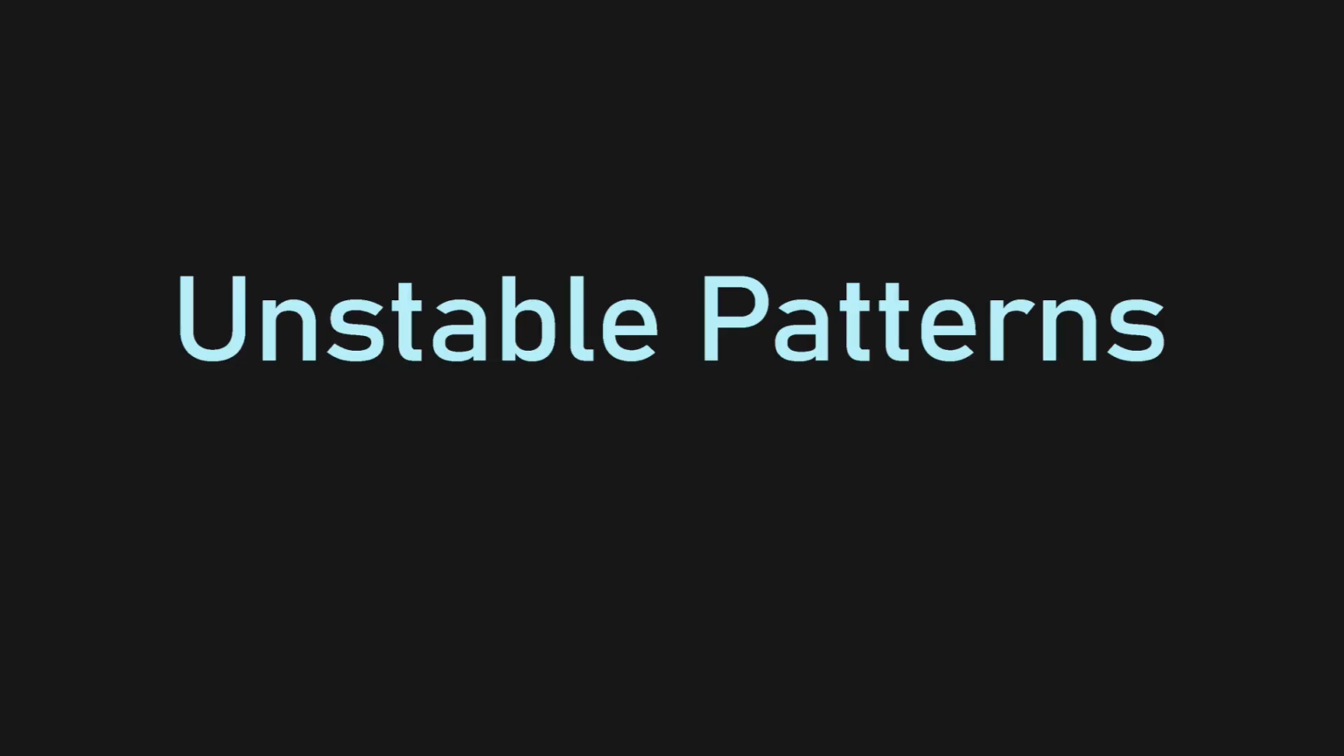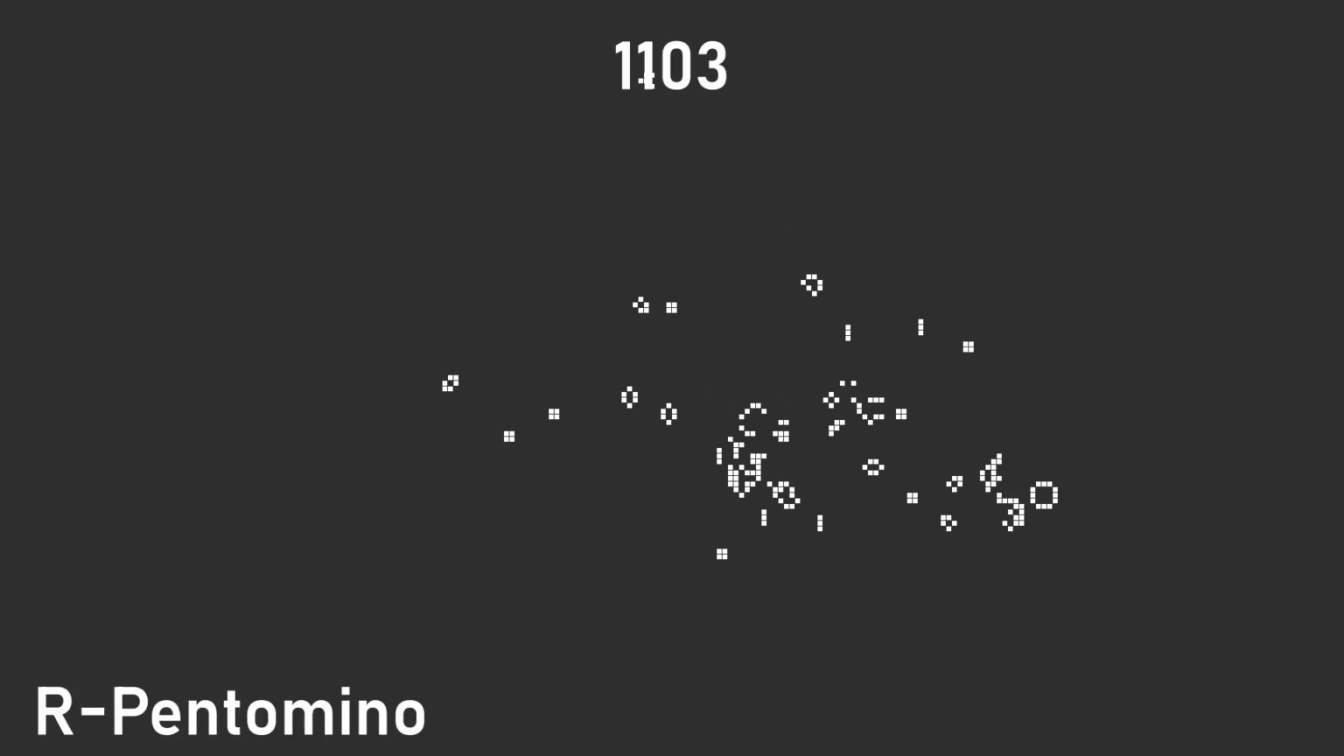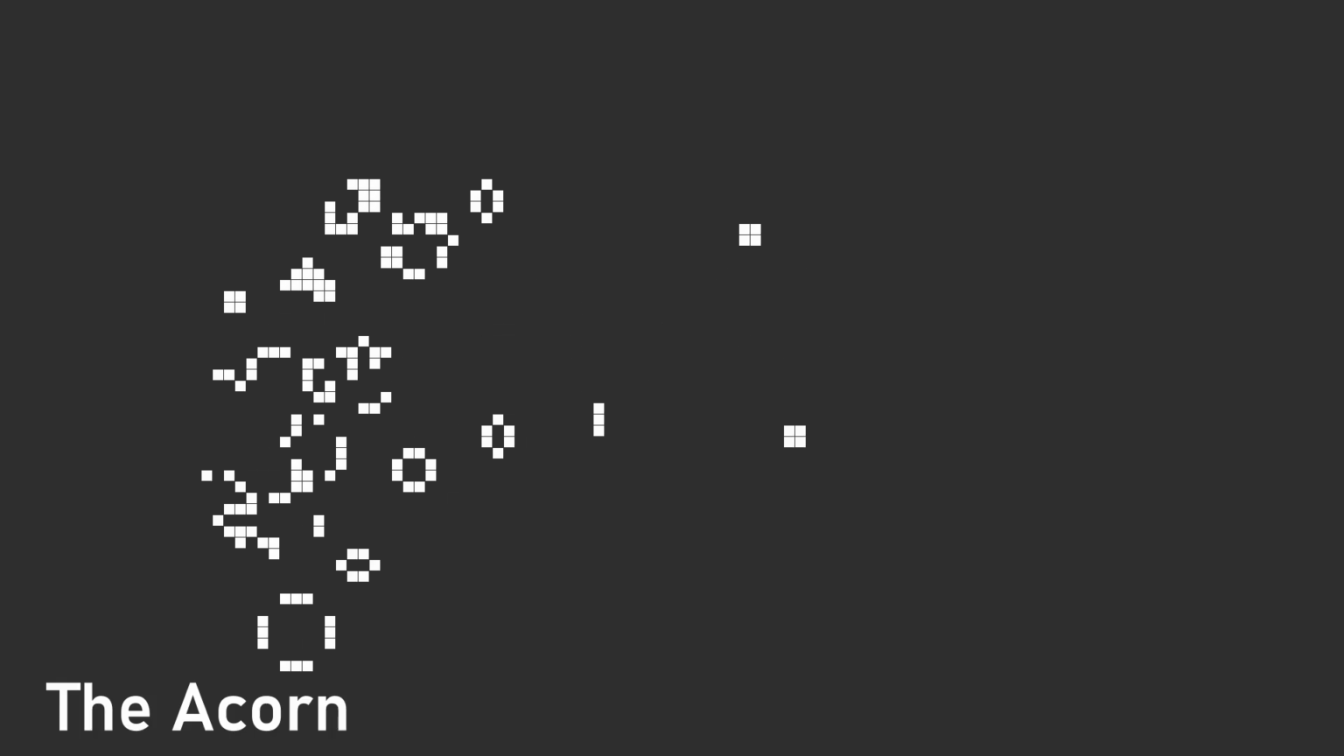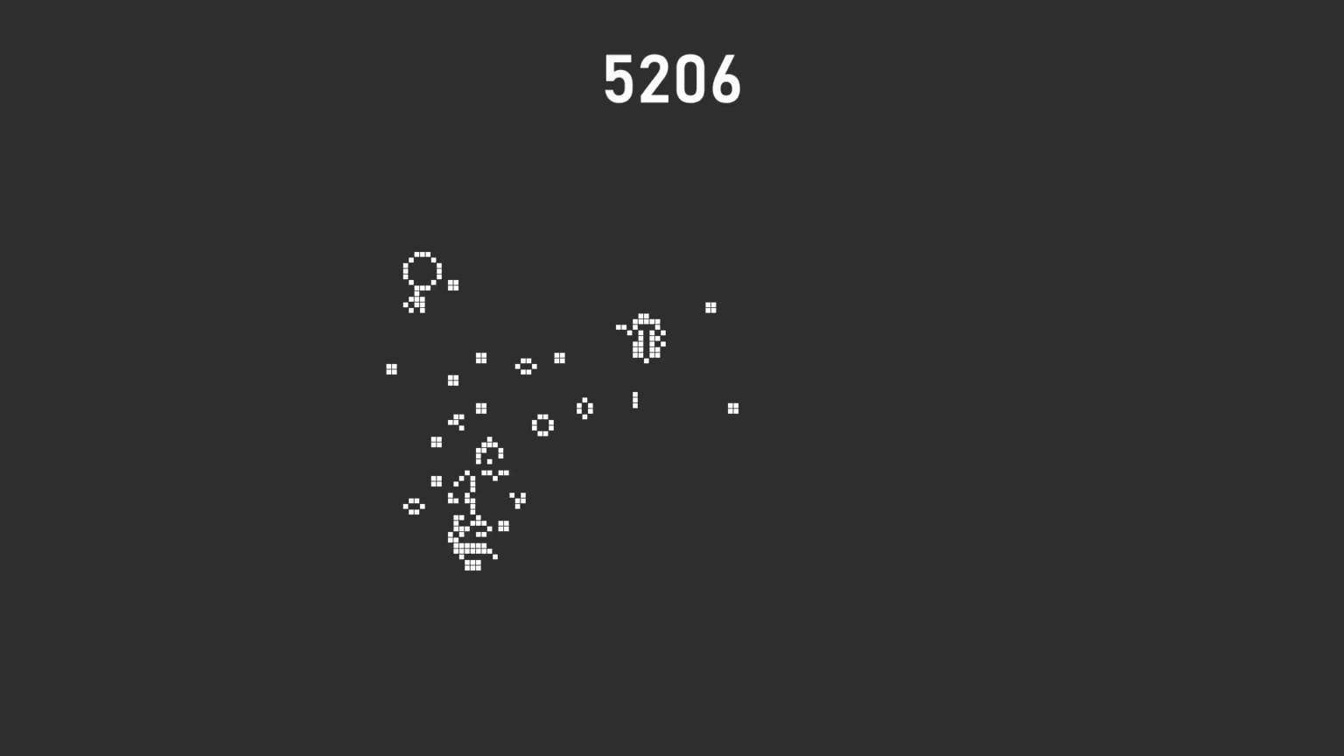Though many patterns stabilize quite soon, some patterns dissipate into chaos and behave erratically for a long time before collapsing to a state consisting of stable patterns like those mentioned earlier. The R pentomino, which looks quite simple, only stabilizes by generation 1103, by which time it has a population of 116 active cells. The acorn is another unstable pattern. It only stabilizes by generation 5206.